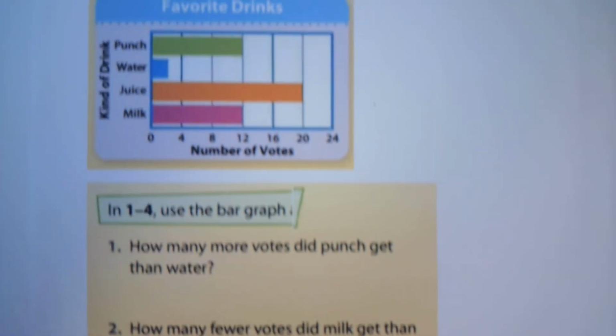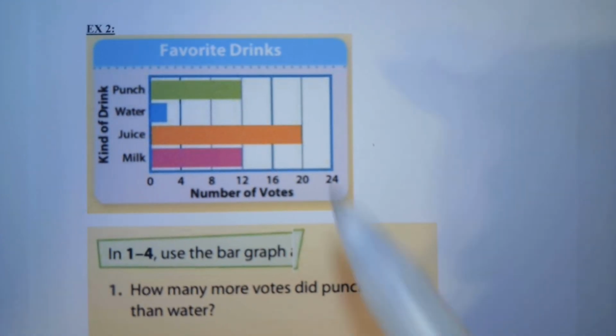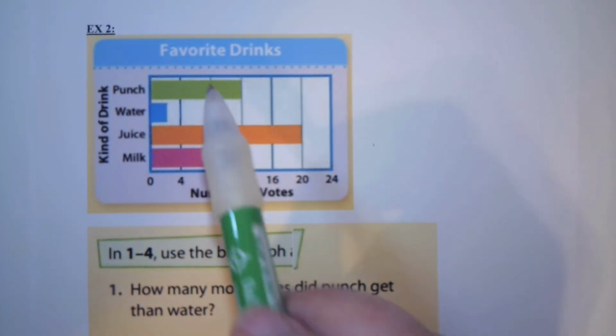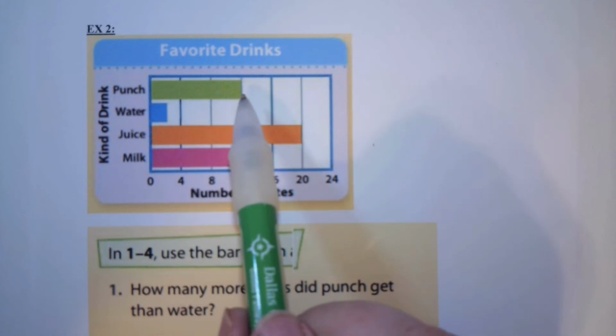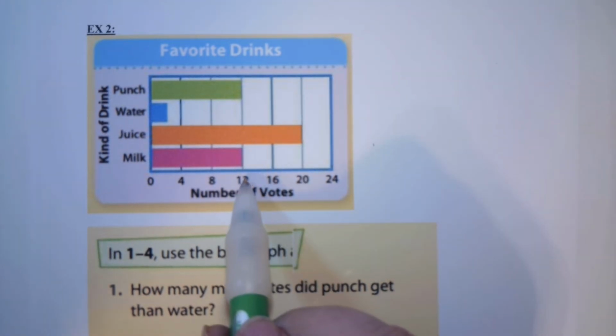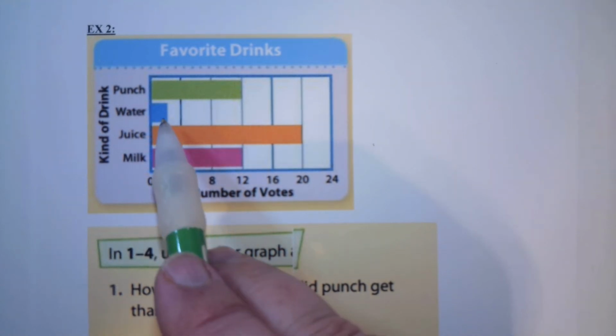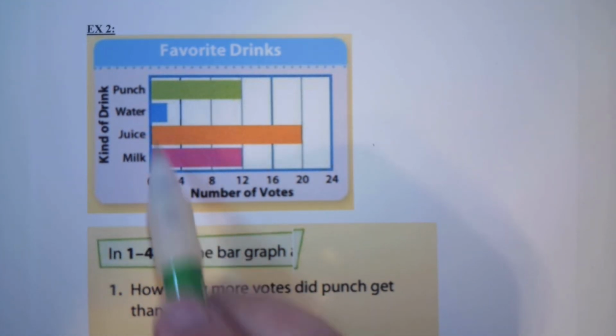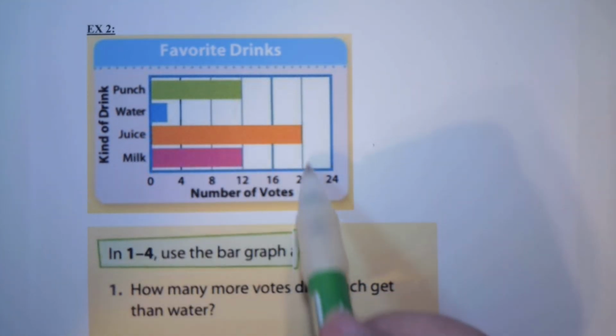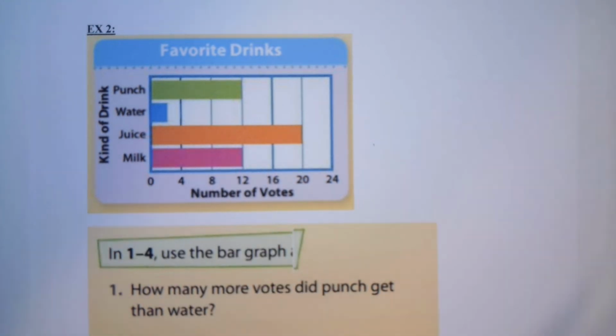All right, let's look at some examples here. Here's what we have from our survey. Favorite drinks. Punch had 12 votes. Water, again, here you have the estimation. It's halfway, so we're saying it has 2 votes. Juice, 20 votes. Milk is 12.